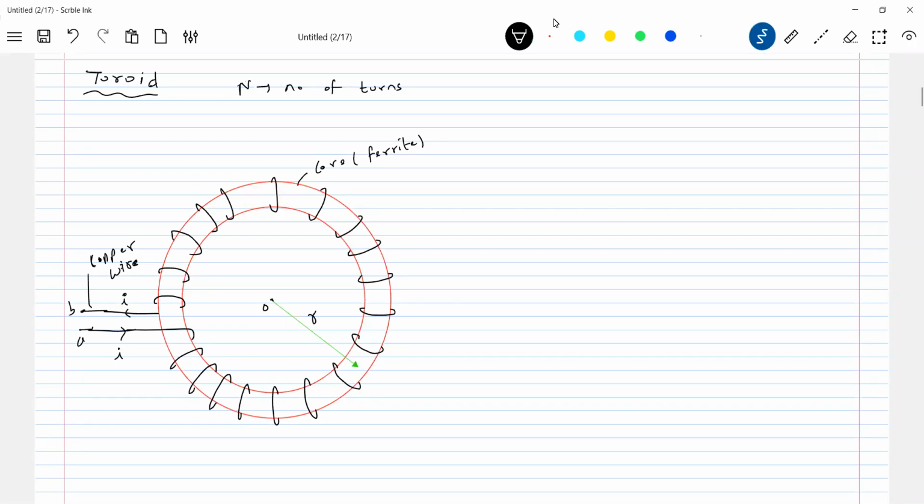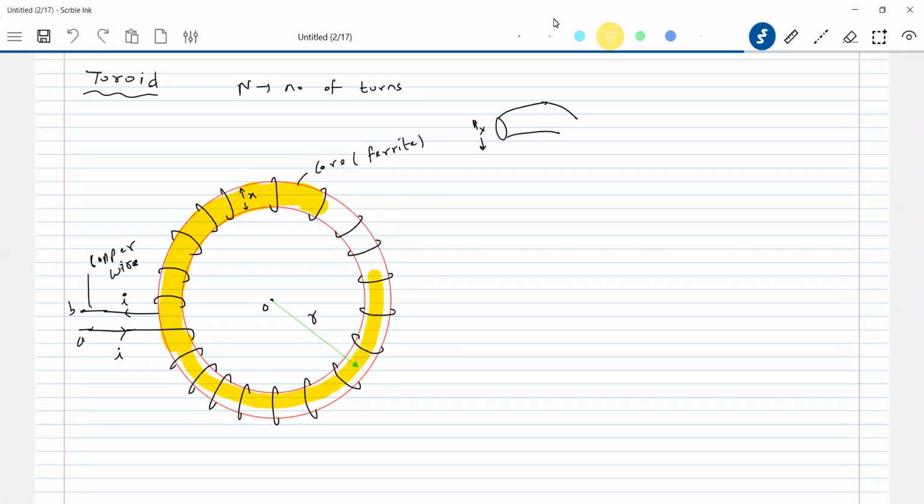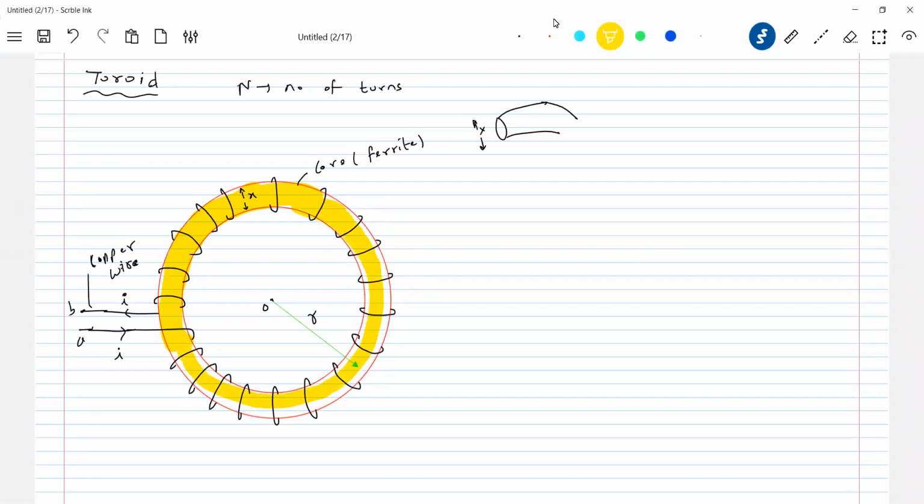So the field will be present only in the cylindrical region of diameter x. In a simplified way, I'll just shade it. Only in that yellow colored region will the field be confined. The field will be confined only to that yellow colored region. We have to get an expression for the magnetic field.